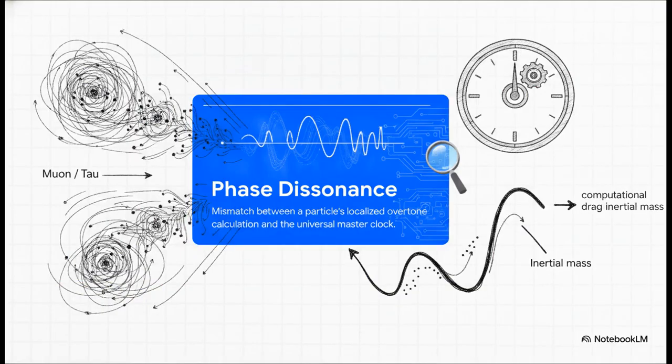So what actually happens physically when you push a universal processor to these extreme overtone limits? You get phase dissonance, because keeping up those extreme muon and tau frequencies demands massive data throughput. A mismatch starts building up between the particle's localized calculation and the universal master clock. This creates severe computational drag. And here's the kicker. In this framework, that computational drag is exactly what manifests as physical inertial mass.